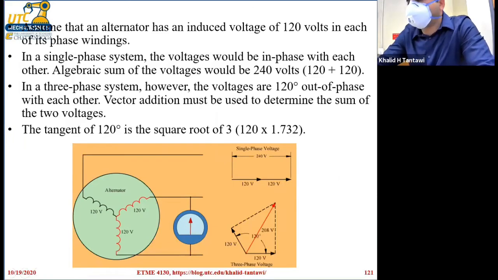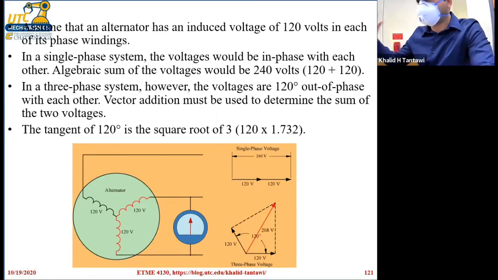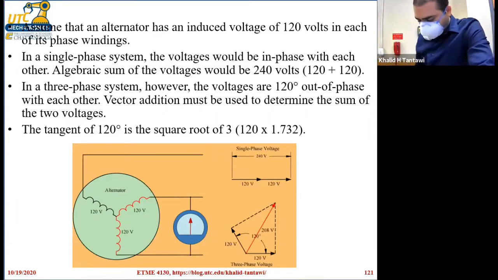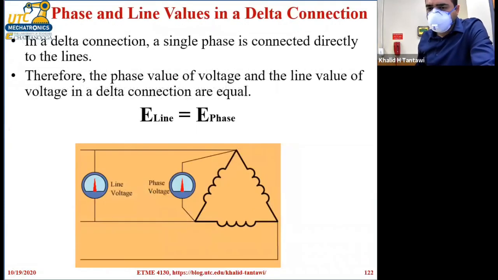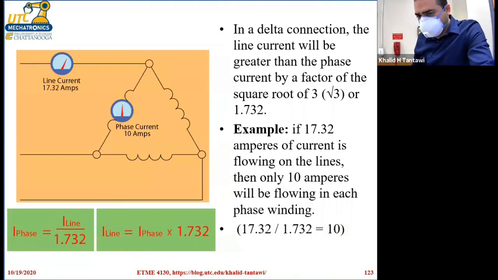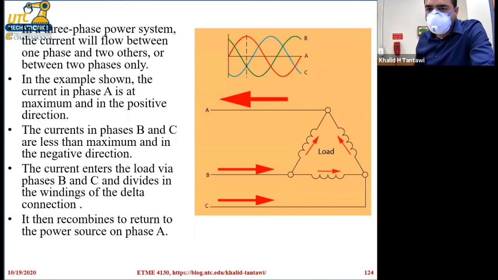207.84. Exactly, 208 volts. Remember, this is what you measured in the lab, 208 volts. If you take the measurements between any two lines in a Y-connected system, you're going to measure 1.732 multiplied by 120. And we saw that for the Y-connected system, V phase is going to be equal to V line, but it's the current that is going to be different.